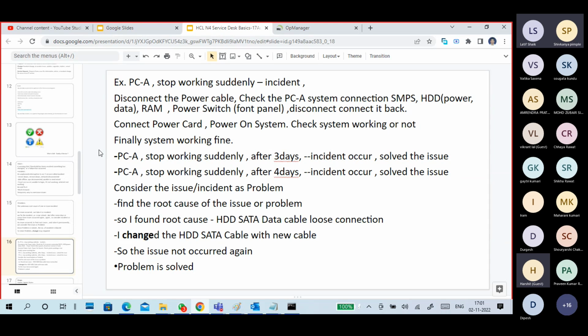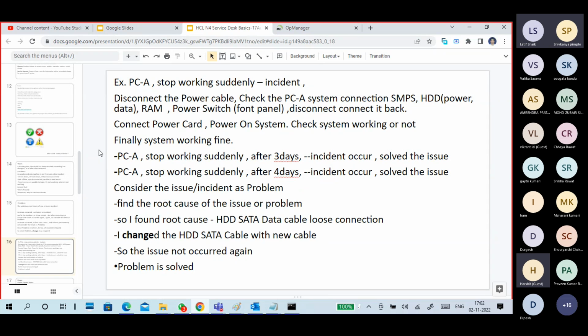Okay. When you consider this incident as a problem, find out the permanent solution. What I found: the hard disk is a SATA type, with a SATA cable connecting it to the motherboard. The SATA cable was loosely connected. So whenever there was any movement or small hit on the cabinet, the impact moved the cable, it got disconnected, and the computer stopped working.